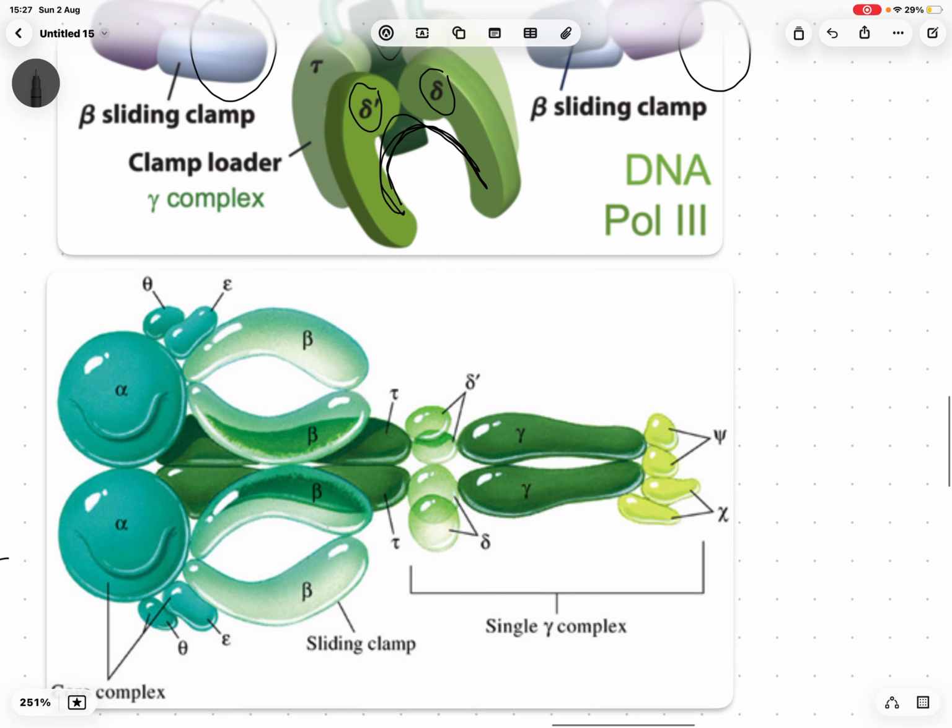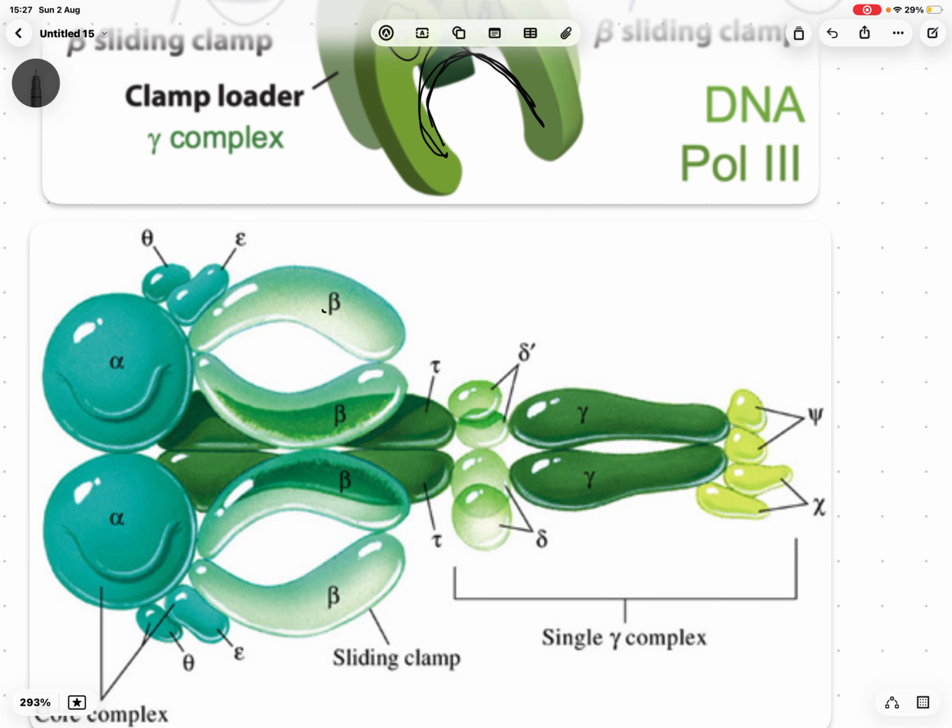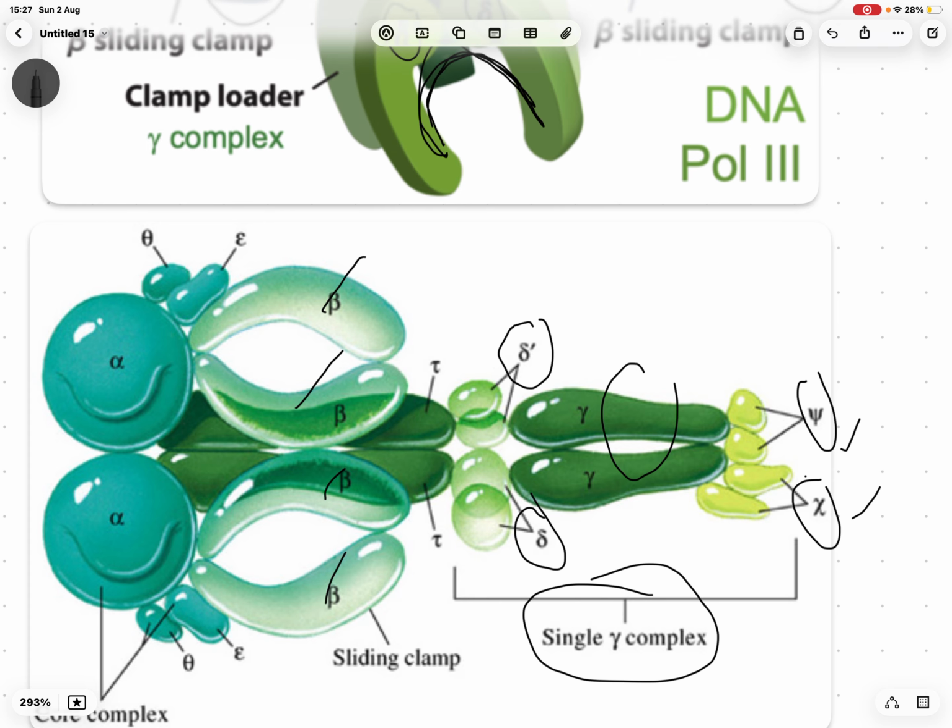That is very important. Here also we can see that beta clamps are there. These beta clamps are loaded by the gamma protein and proteins like the delta prime protein. Also the chi and psi proteins are there. These chi and psi proteins are helpful for keeping the gamma subunits together, or they stabilize the gamma complex. So the gamma complex is stabilized with the help of the chi and psi proteins. Tau proteins keep the polymerases together, and the clamp proteins are very important, as they increase the processivity of these polymerase enzymes. So this is about the polymerase enzyme.